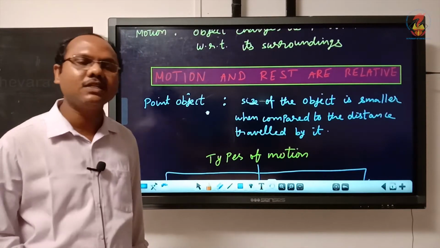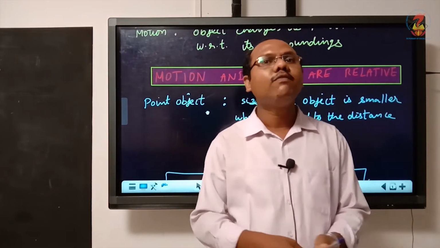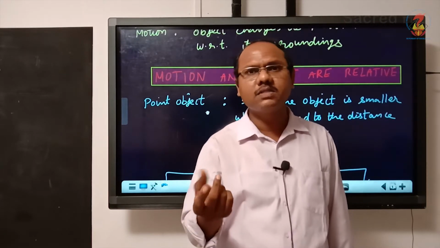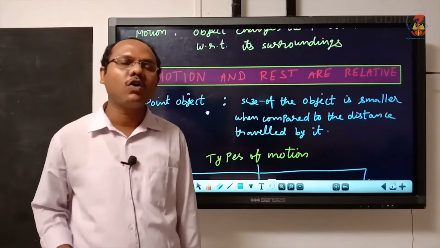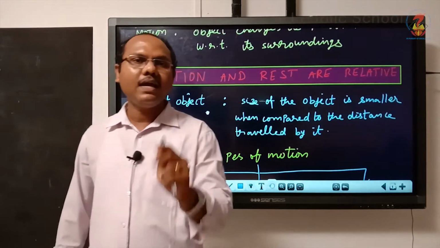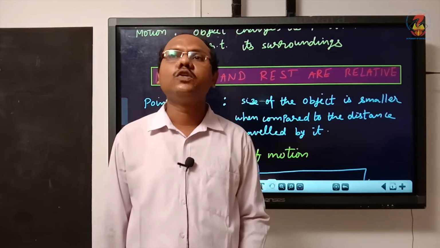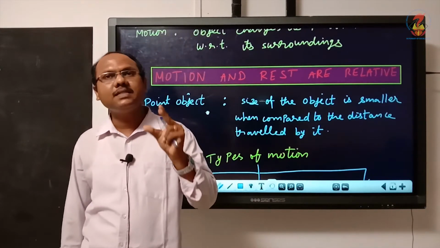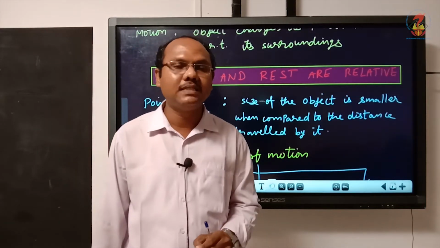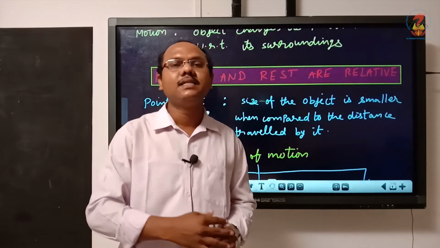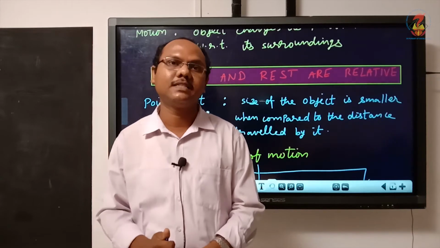Is there any object called point object in the universe? Absolutely not. If I take atoms, if I take molecules, nucleus, everything is having a size. So there is nothing called point object. But we have to consider the point object when we deal with the motion. So what is actually a point object consideration? If the distance traveled by the object is very much greater than the size of the object, then we call that object as point object.